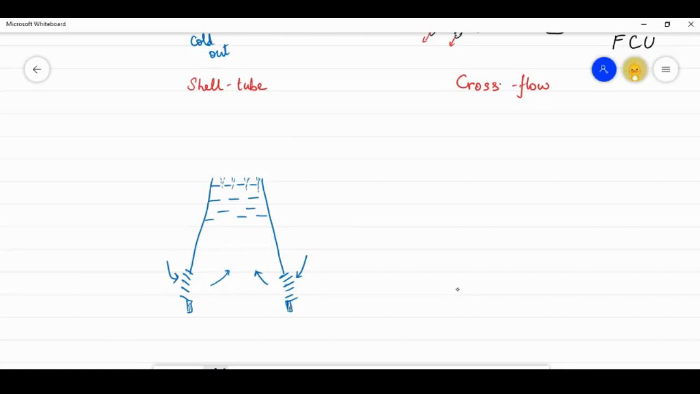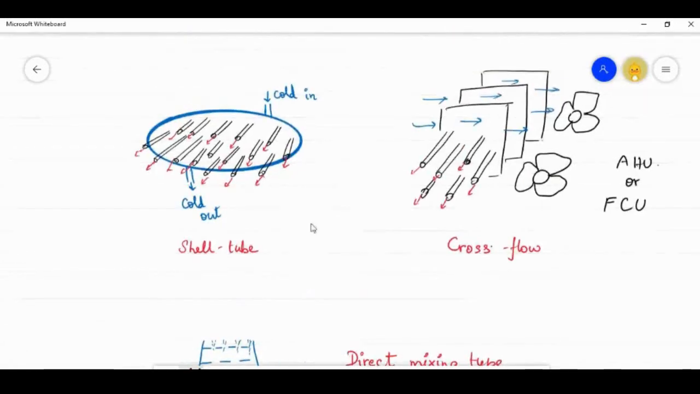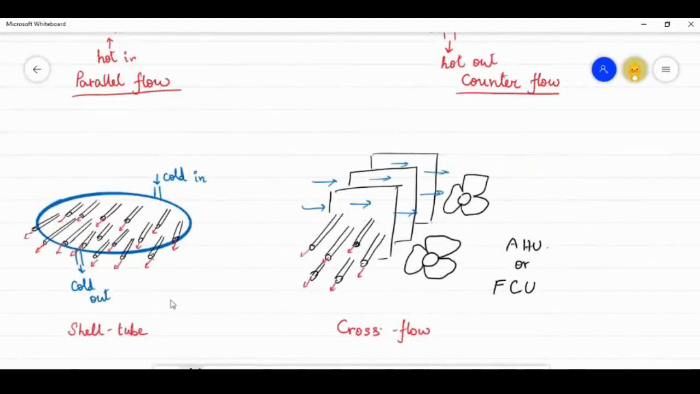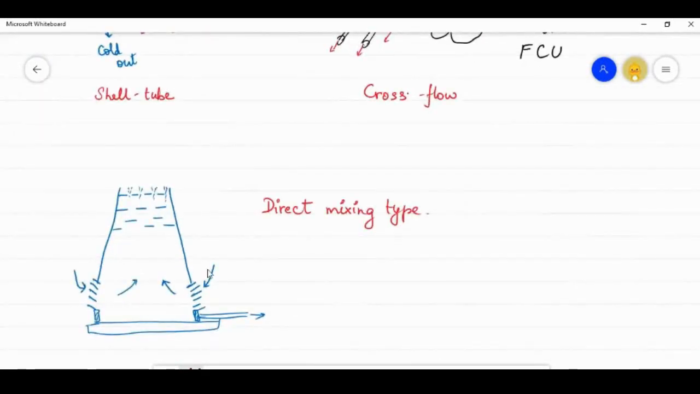Due to direct mixing of the hot water and the cold air, the water gets cooled and this cooled water is taken back to the closed cycle. Such a heat exchanger is called a direct mixing type heat exchanger, where the hot water and cold air are allowed to mix. Hence, as can be seen, the water piping in the case of transfer type, parallel flow, counter flow, cross flow or shell tube has to be in a concealed manner so that mixing of fluids doesn't occur, whereas in the case of direct mixing type, the piping can be in open fashion.